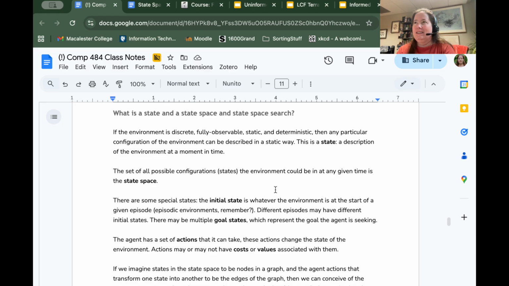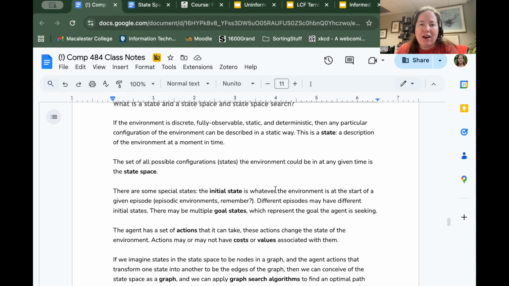All right. Now we have to get into some definitions. We have to pin this down. What is a state? What do we mean by that? What is a state space? And what is state space search? So in my notes here, you'll notice a number of terms that are highlighted in bold. Those are the main terms. These are the things that make a part of a state space system, and so they're the things that you need to be paying the most attention to.